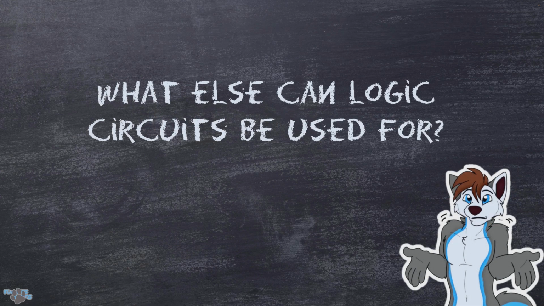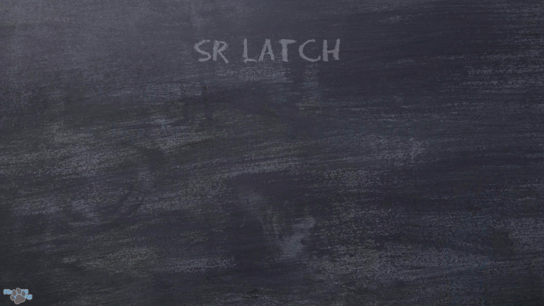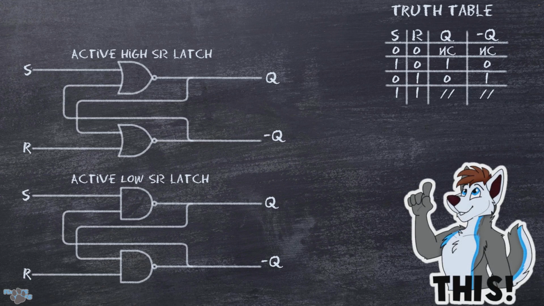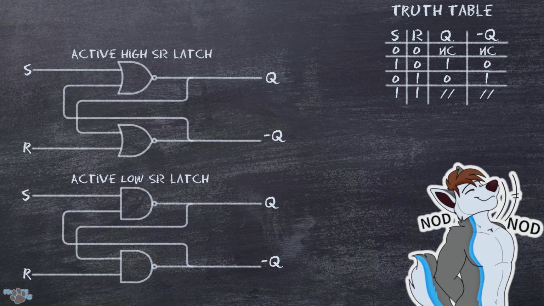So what else can we use logic gates for? How about storage? This is an SR latch. Whilst it doesn't look as complex as an adder, this little circuit is capable of storing a bit and resetting it. This is how RAM works. In this example, there are 2 versions, but for now, all we need to know is that they do the same job in just a slightly different way.